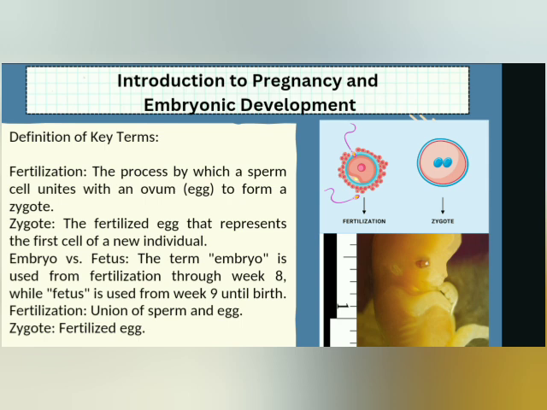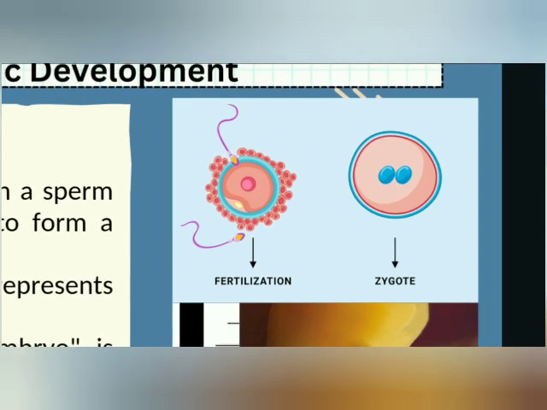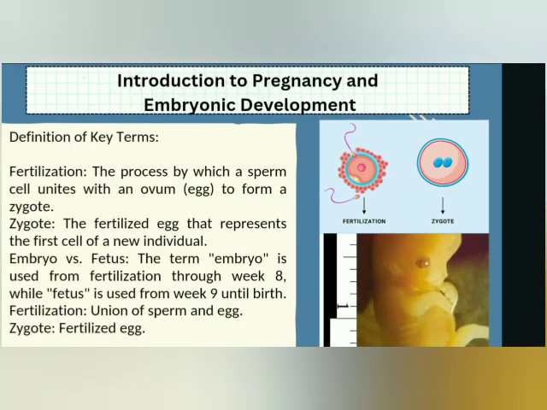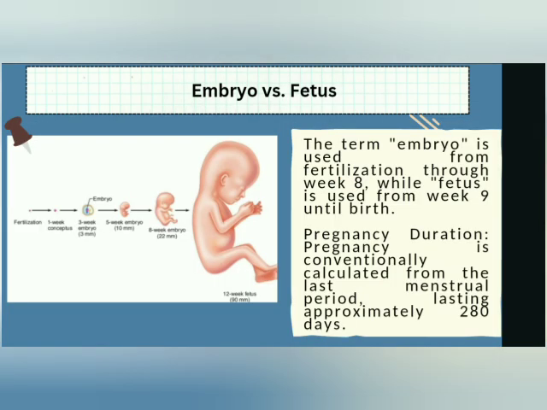Many would be confused about what is an embryo and what is a fetus. Embryo is used from fertilization until week 8, while fetus is used from week 9 until birth. And fertilization is the union of the egg cell and the sperm cell, while a zygote is the fertilized egg. So, embryo versus fetus: as I said earlier, embryo is from fertilization to week 8, while fetus is week 9 until birth.